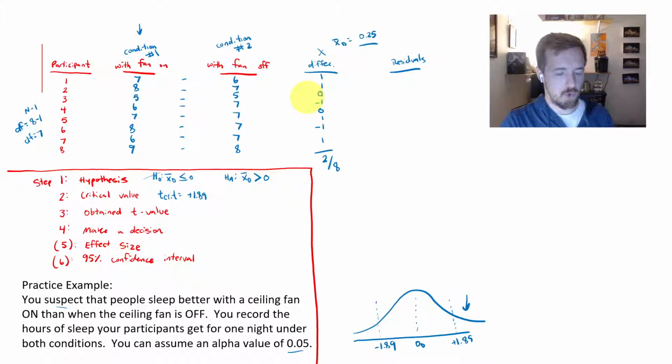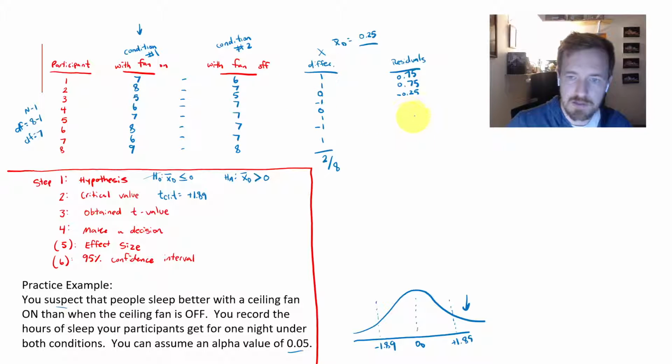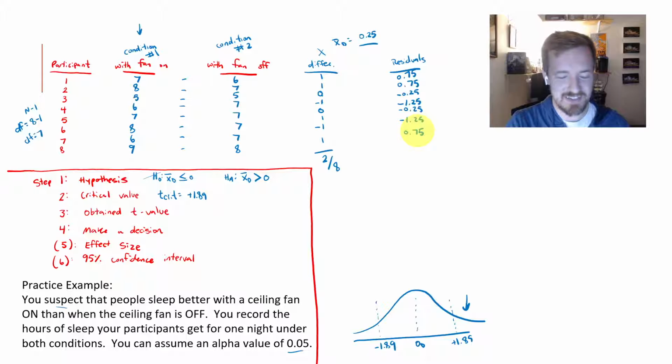So I'm going to be taking 1. I'm now going to be subtracting that by 0.25. This is going to give me 0.75. This is going to give me negative 0.25. This is going to give me negative 1.25. This is going to give me negative 0.25. This is going to give me negative 1.25. And this is going to give me 0.75. Alright, so now these should add up to 0. So let me do that.